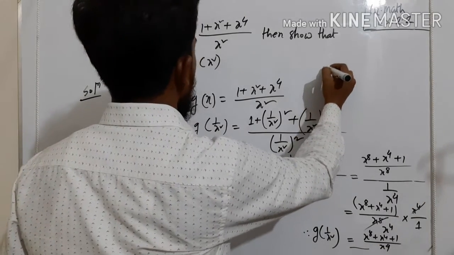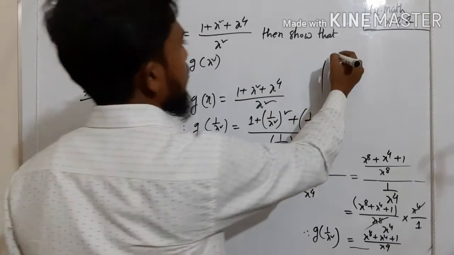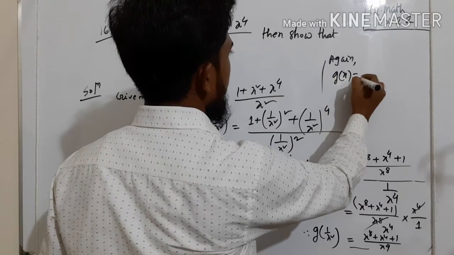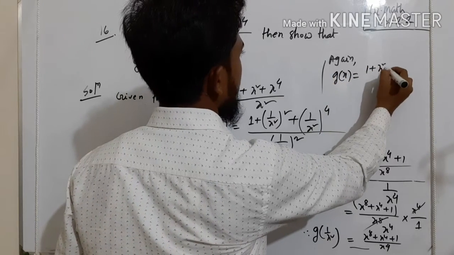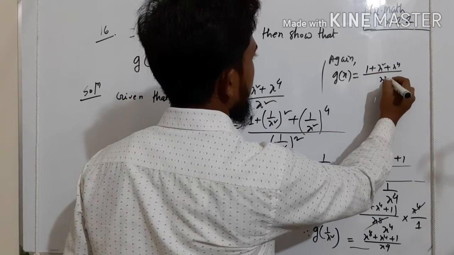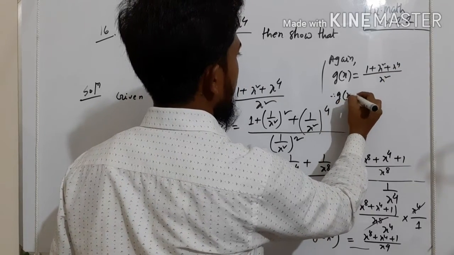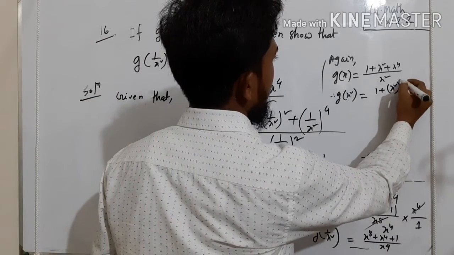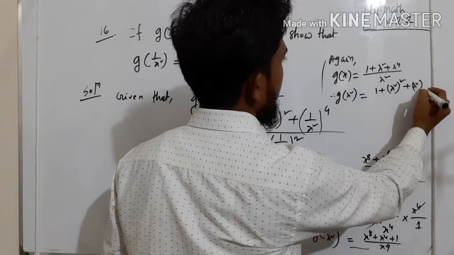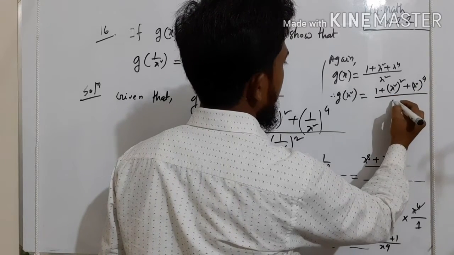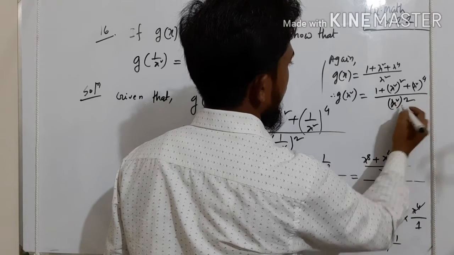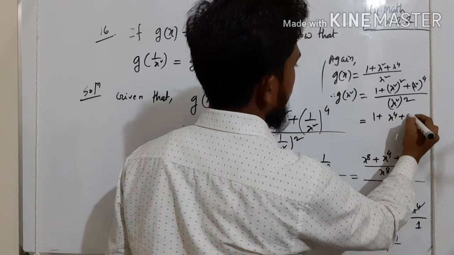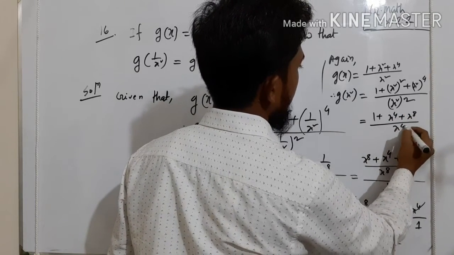Again, g of x equal to (1 plus x square plus x power 4) divided by x square. So g of x square equal to (1 plus x square plus x square whole to the power 4) divided by x square. So (1 plus x power 4 plus x power 8) divided by x power 4.